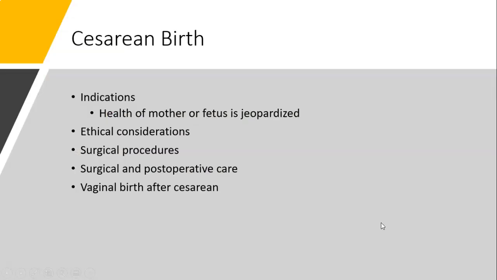And last but not least, cesarean birth. So this is usually the last resort. We don't love to go into the OR, but sometimes it is a necessity. It is basically the birth of the fetus through the abdominal incision into the uterus. It is performed to preserve the life of the mother and her fetus, usually. However, today, cesarean sections are the most common operation in the United States.